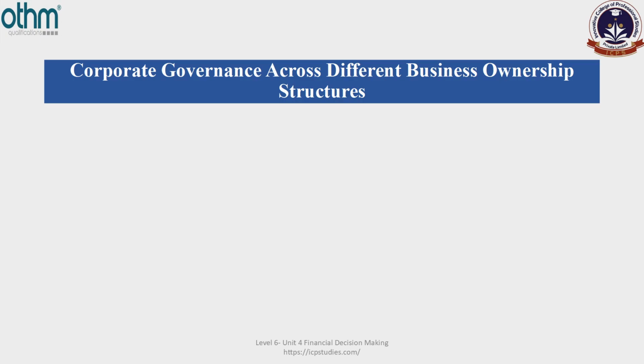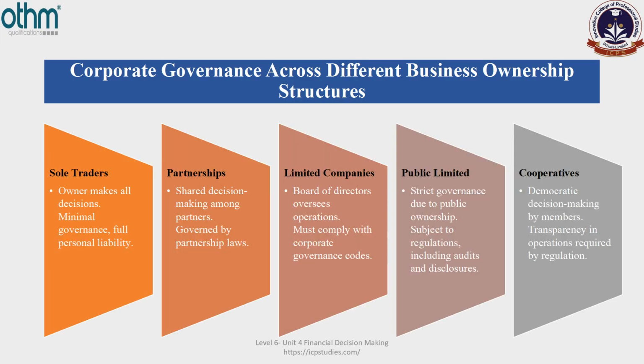So first we have corporate governance across different business ownership structures. First, we have sole trader. It means that the owner makes all the decisions. If we talk about partnership, then it is shared decision making among the partners. And in the case of limited companies, there is a board of directors that oversees the operation. If we talk about public limited, then it is strict governance due to the public ownership. And at last, there are cooperatives, which means democratic decision making by members.